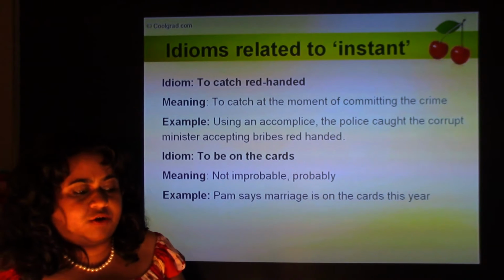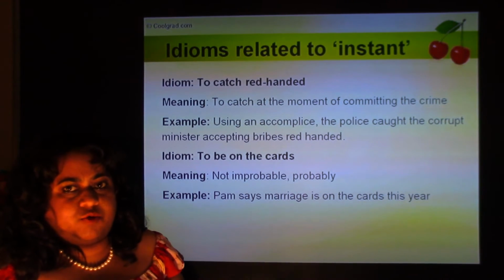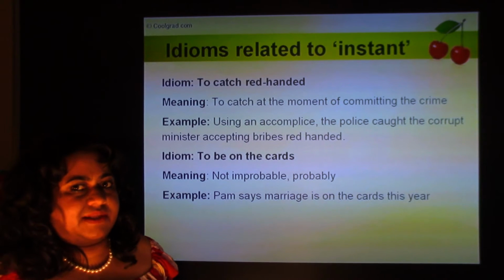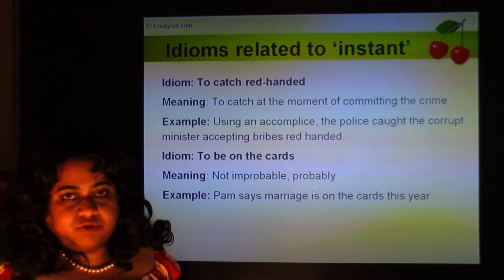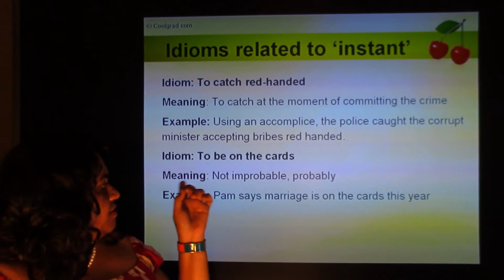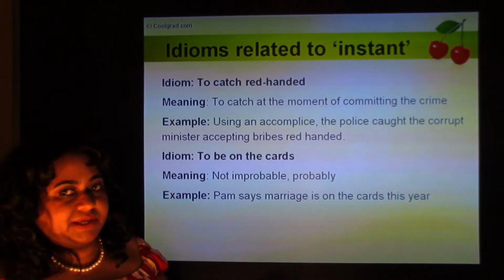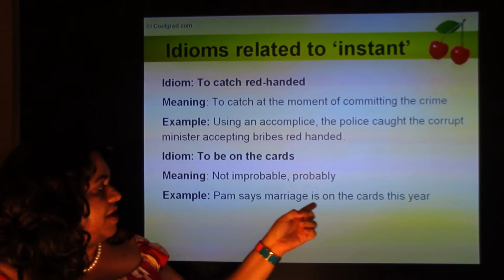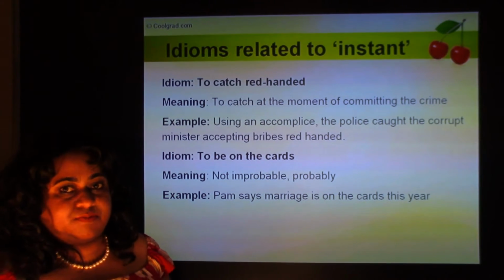Or sometimes if they were killing an animal, how could you prove that it was he who killed the animal? He would be caught with the animal's blood on his hands. So he would be caught like red-handed. So that's how these phrases came about. So you can watch my video about the origin of phrases. To be on the cards, meaning not improbable, probably. Example, Pam says marriage is on the cards this year. Means it's possible.